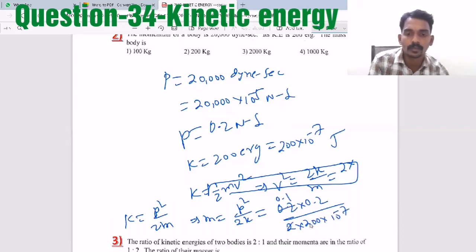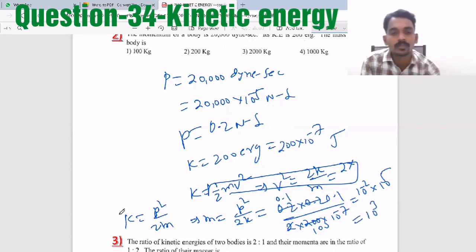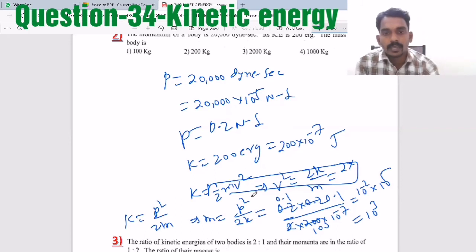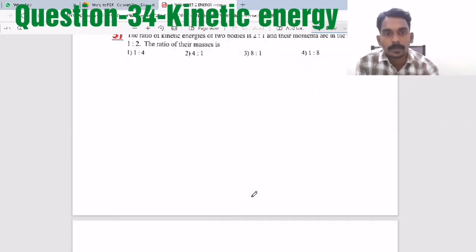Now 200 and this is 0.1. So 0.1, 0.1, 10 power minus 2. And this is 10 power minus 5. So 10 power 5. So it will become 10 power 3. That means 1000 kg. That way you need to understand and you need to calculate the question.